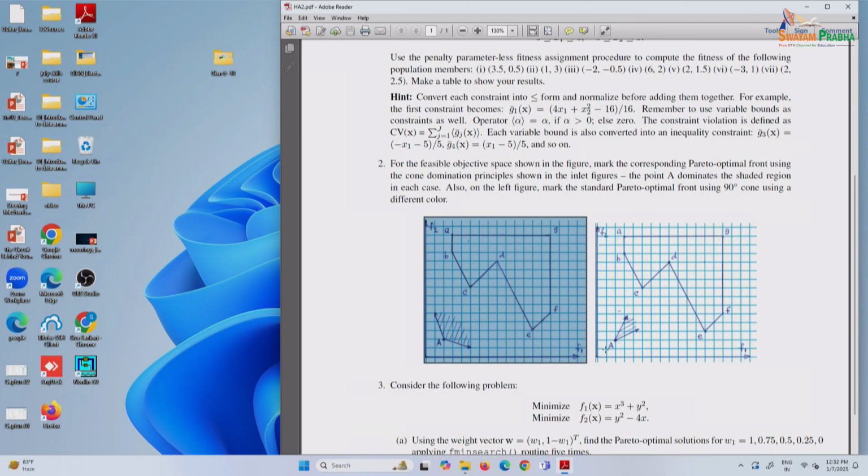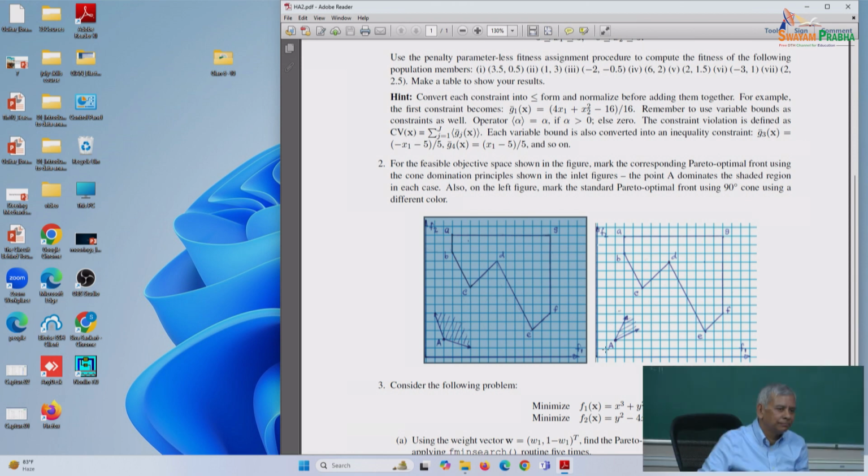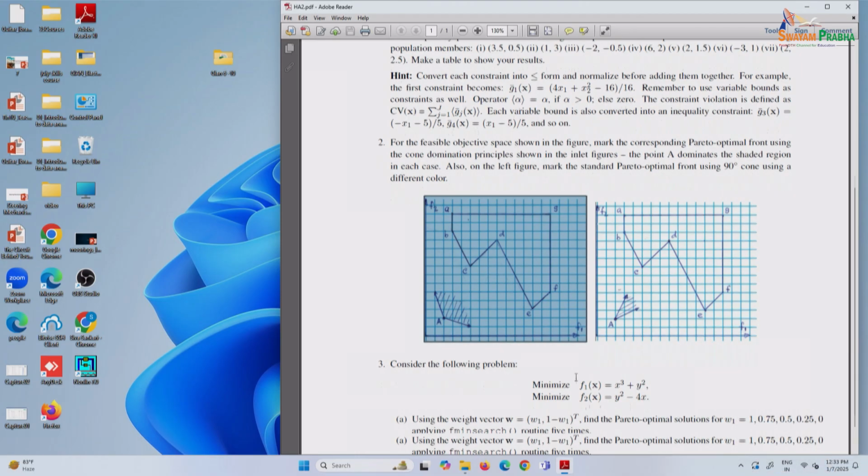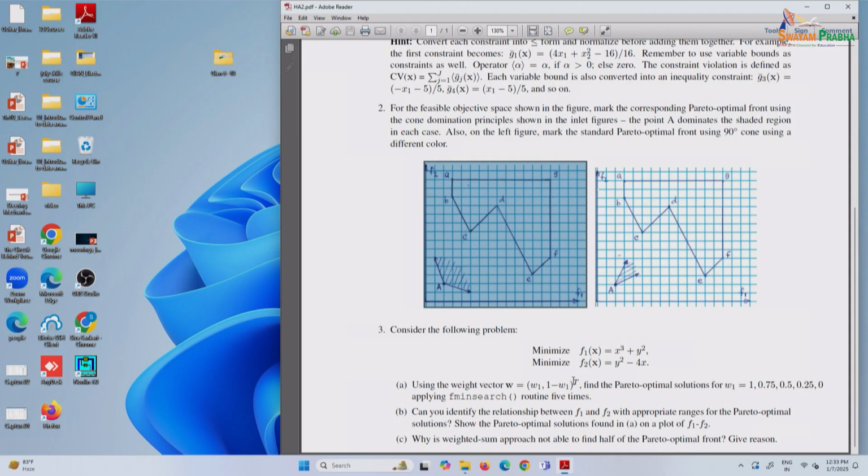So this will be 3 figures like this: one for the original Pareto set, one for this cone on the left side, one for the right side cone. Can you do that? Okay, this will give you a good exercise. That's the second. And the last one is a numerical problem I've given you here, x cube plus x square.